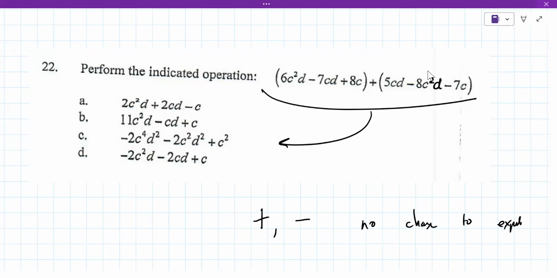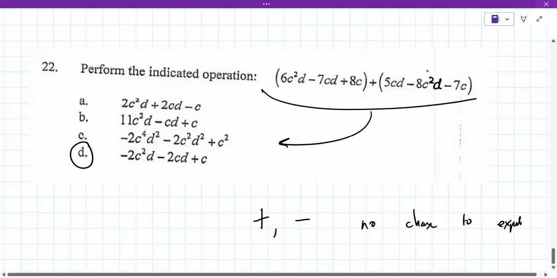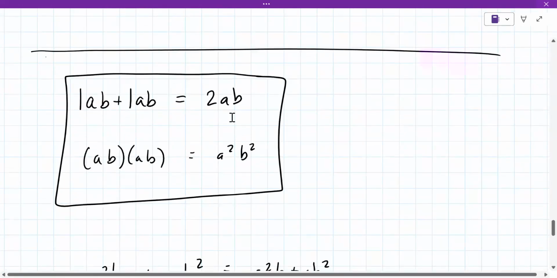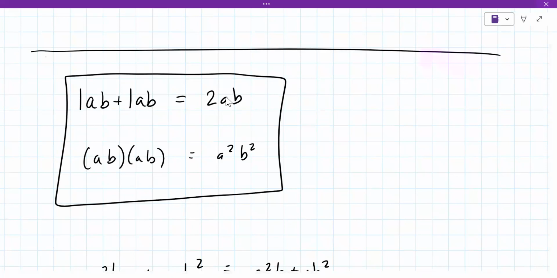Do you understand what I'm saying or not? Okay. So that's why it's letter D, because the minus 7D and the 5CD becomes minus 2CD. It goes back to that whole thing I was writing up here where if they're the same and you're adding, you just add them up, but the exponents don't change. But when you're multiplying, the exponents do change.